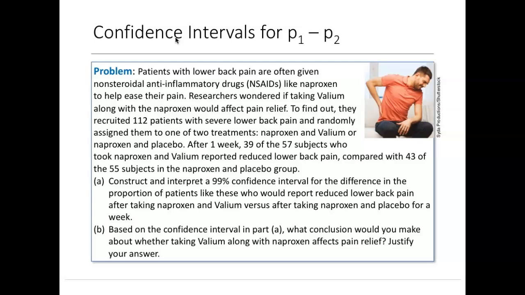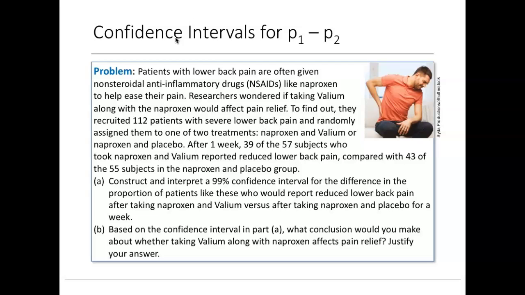All right. Patients with lower back pain are often given non-steroidal anti-inflammatory drugs like naproxen to ease their pain. Researchers wondered if taking Valium along with the naproxen would affect pain relief. To find out, they recruited 112 patients with severe lower back pain and randomly assigned them to one of two treatments: naproxen and Valium or naproxen and placebo. After 1 week, 39 of the 57 subjects who took naproxen and Valium reported reduced lower back pain, compared with 43 of the 55 subjects in the naproxen and placebo group.